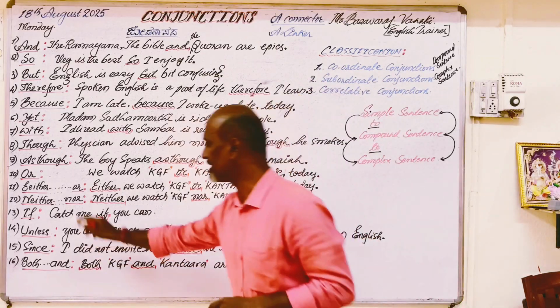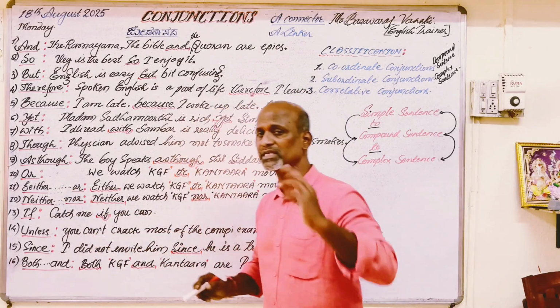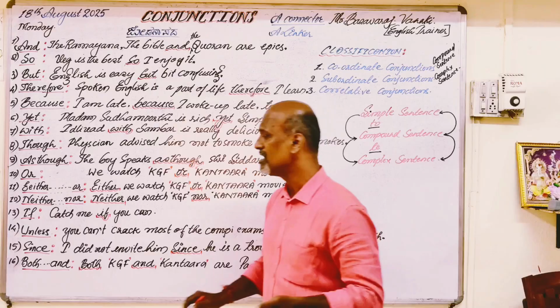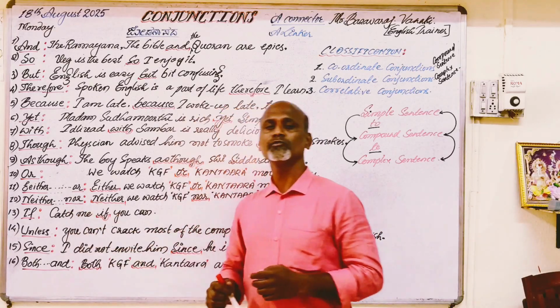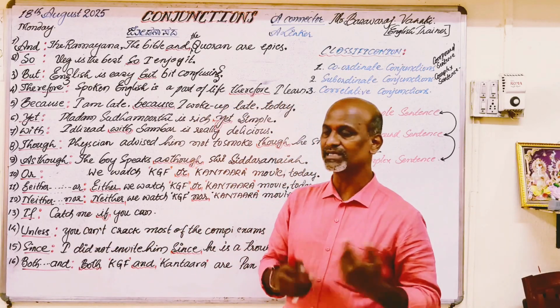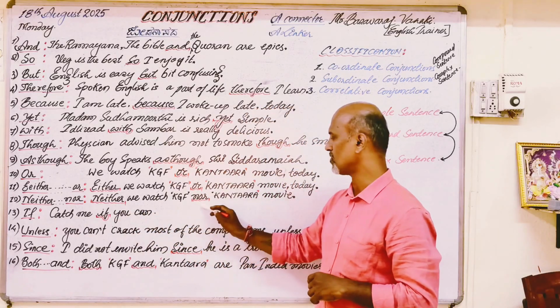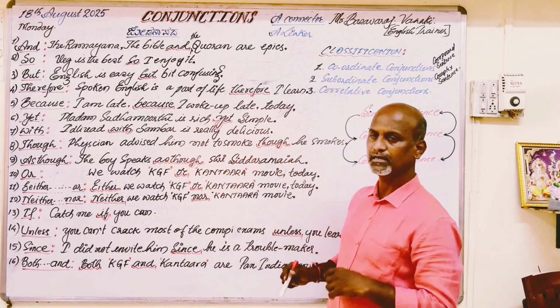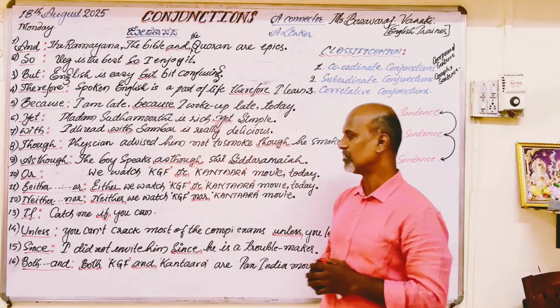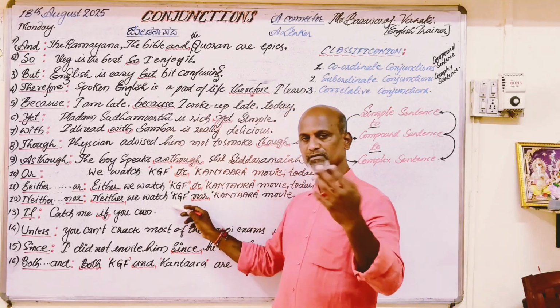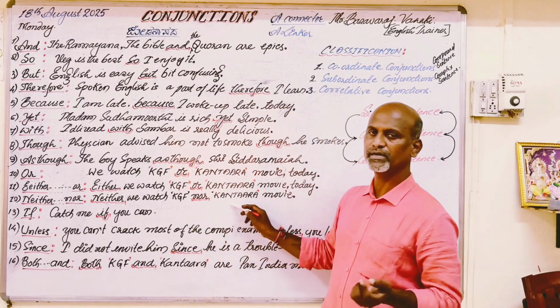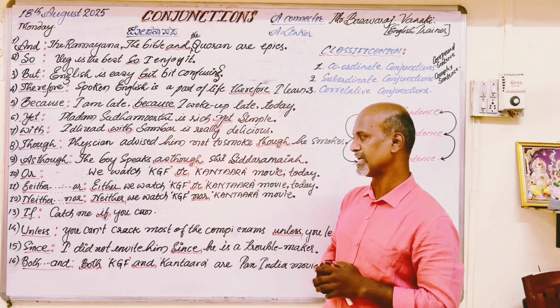That is what neither. So either or is positive, we use it in positive sense, whereas neither nor we use it in negative sense. Look at the same sentence. Neither we watch KGF nor Kantara movie today. That is what neither nor.